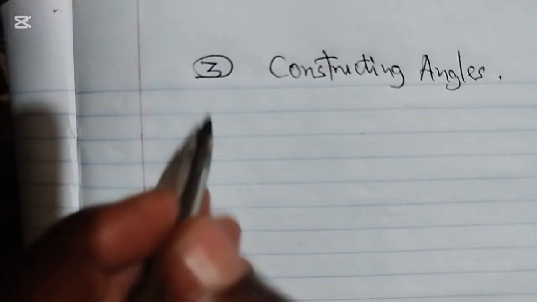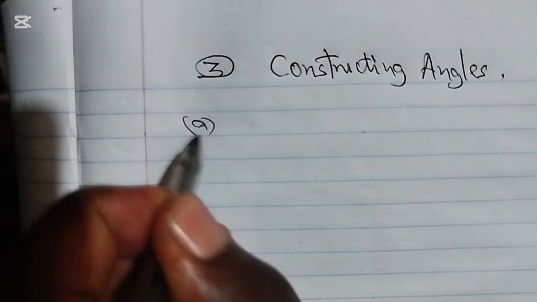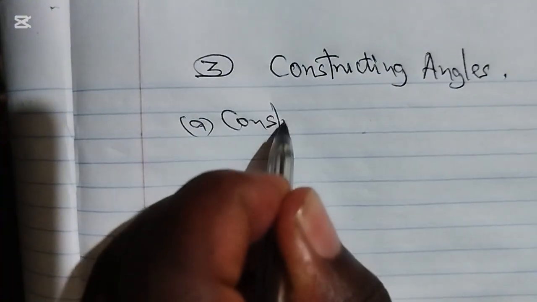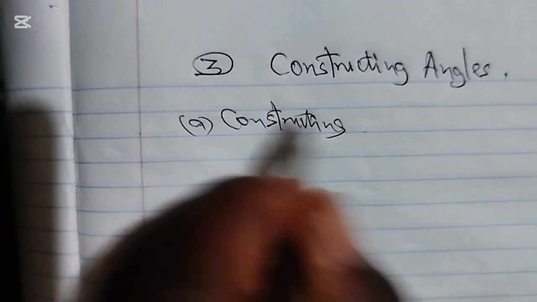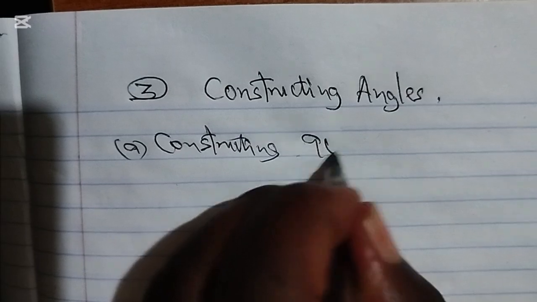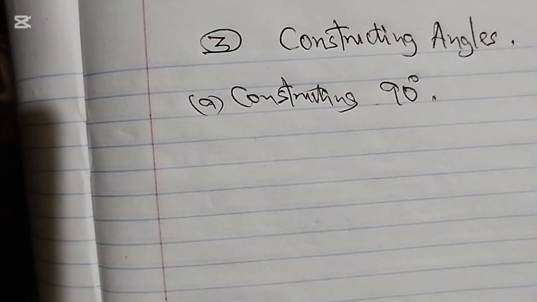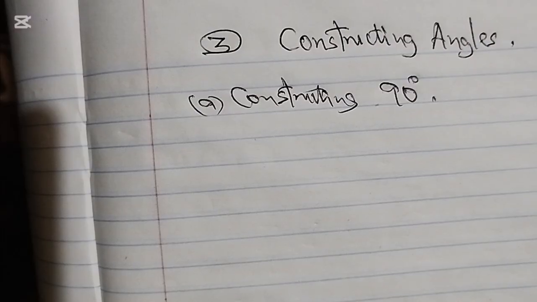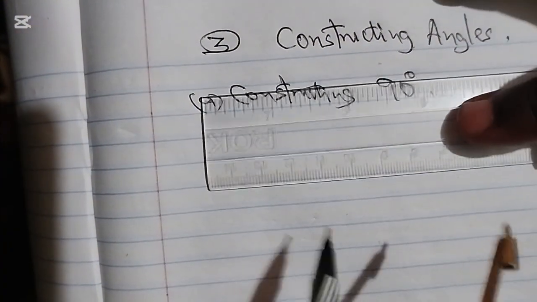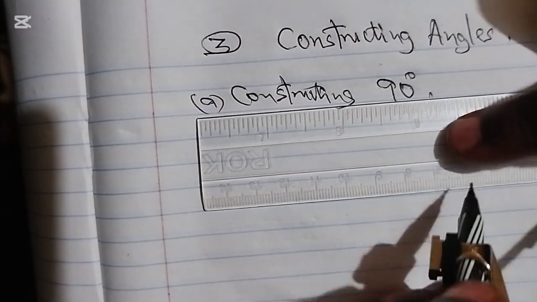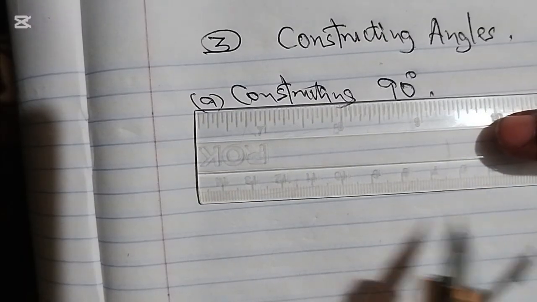So part A, the first angle I want to start constructing is 90 degrees. Constructing 90 degrees. To construct 90 degrees, it is very simple. The first thing is draw a line of any length. Just draw a line. Let me draw a line here.